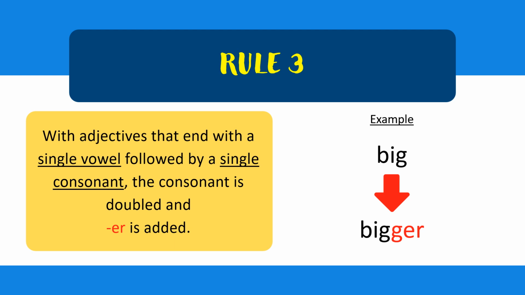Rule number 3. With adjectives that end with a single vowel followed by a single consonant, the consonant is doubled and ER is added. For example, here you see big, bigger. We add another consonant just the same as the last one, and then we add the ER, bigger.